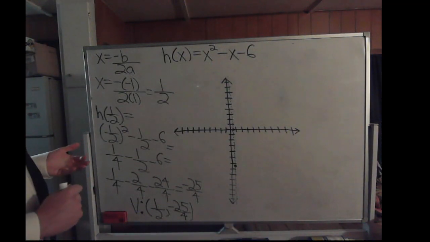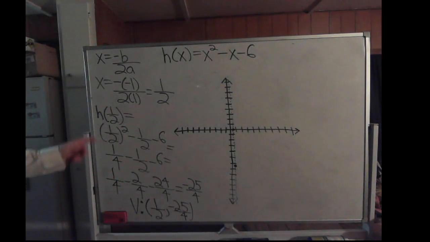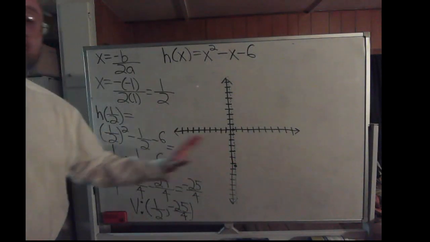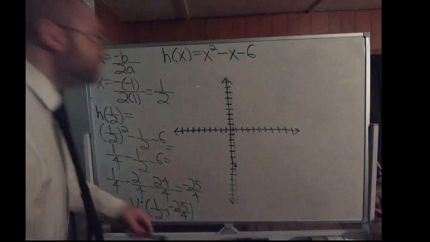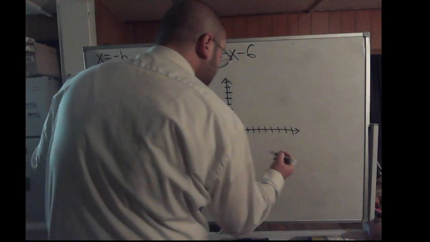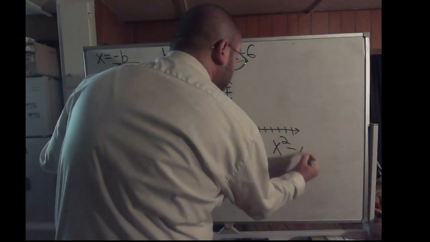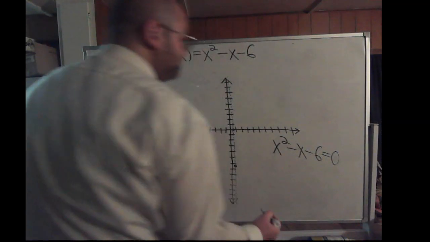Now, we have found the vertex. We found the line of symmetry. The minimum value is, of course, h of 1/2, which is -25/4. That's the minimum value of the function. Last but not least, you want to solve and find any x-intercepts. So take the value of the function itself, set it equal to 0. So x squared minus x minus 6 equals 0.